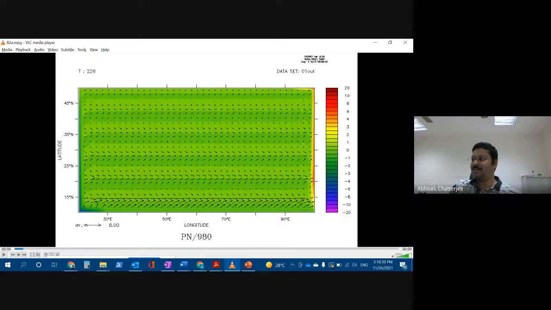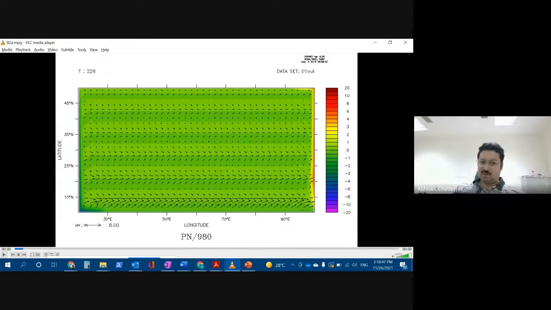Okay, so the frequency is f. So the frequency of inertial motion is f. Period is 2 pi by f. So f, that means the Coriolis parameter, determines how fast it will rotate. Okay, inertial motion at any given latitude.